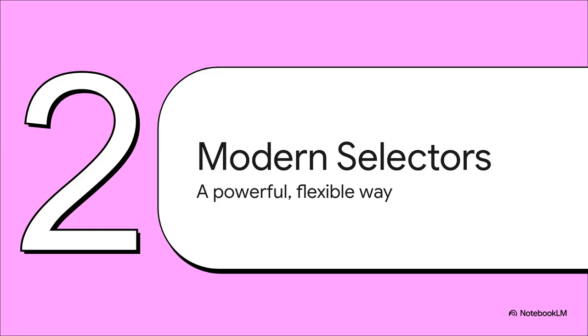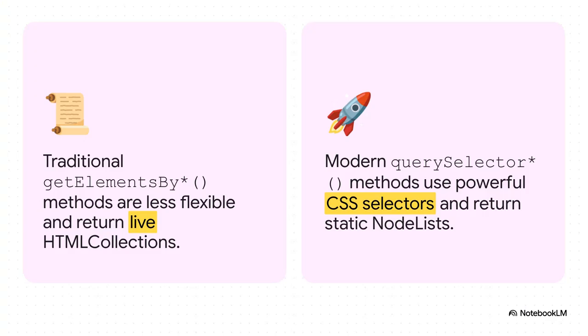Okay, so what if you could grab elements with the exact same power and flexibility that you have in your CSS? You know, with all those cool pseudo-classes and attribute selectors. Well, that's exactly what the modern selectors let you do. You can really see the evolution here. We're leaving behind those less flexible, kind of unpredictable live collections and moving into the world of querySelector. Now you can use any CSS selector you can dream up, and you get back a static list. It's a snapshot. A predictable list that won't change unless you tell it to.